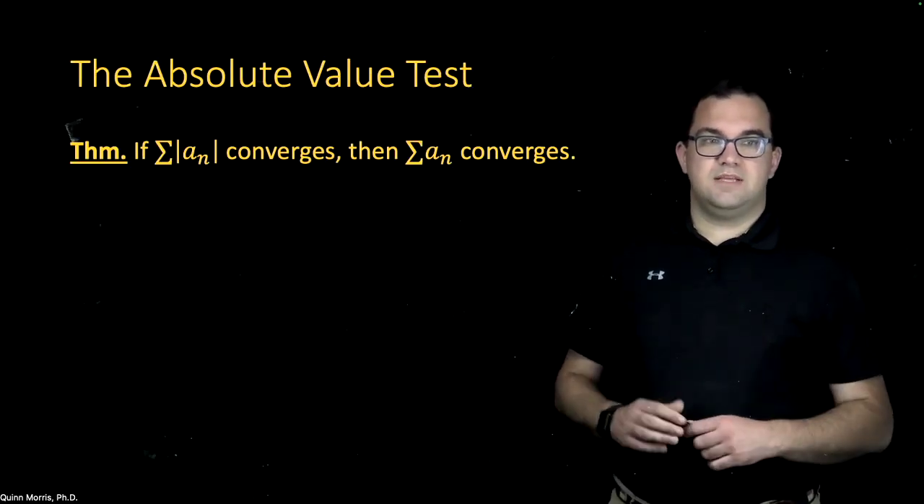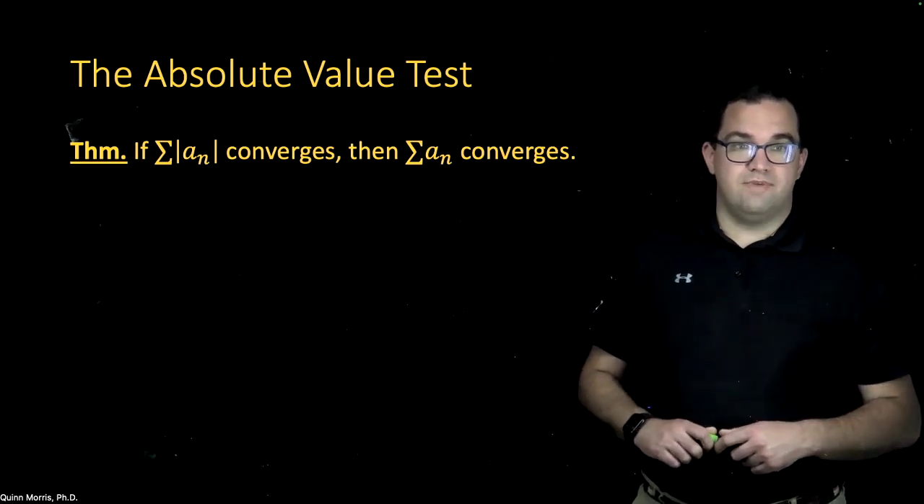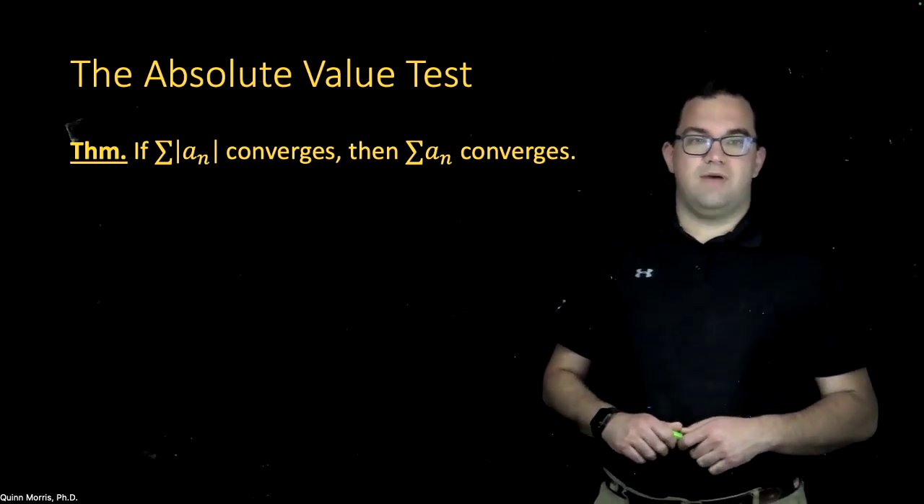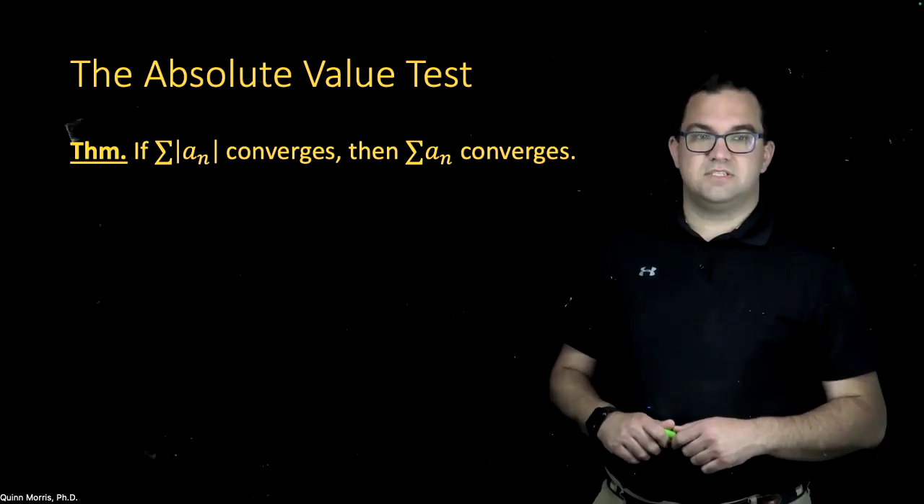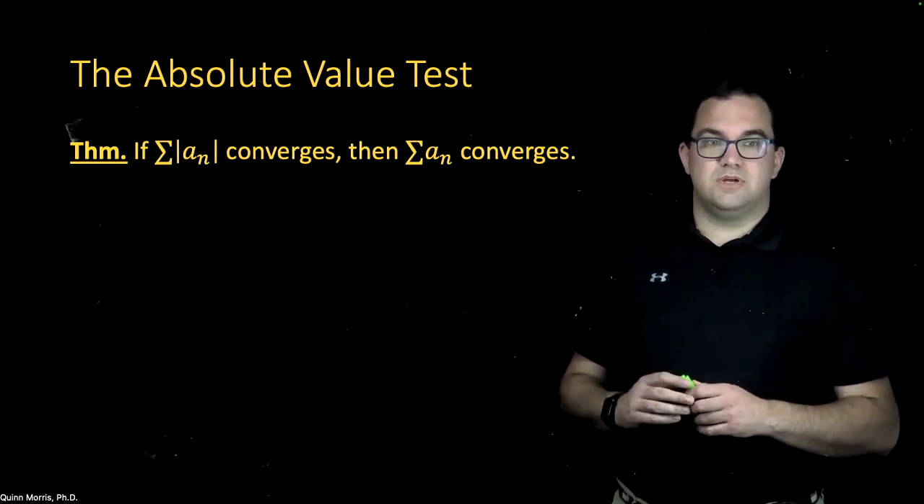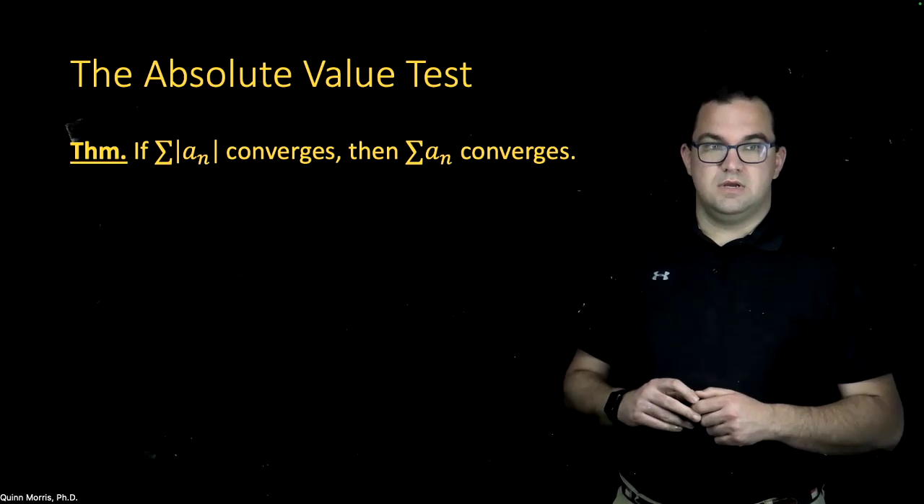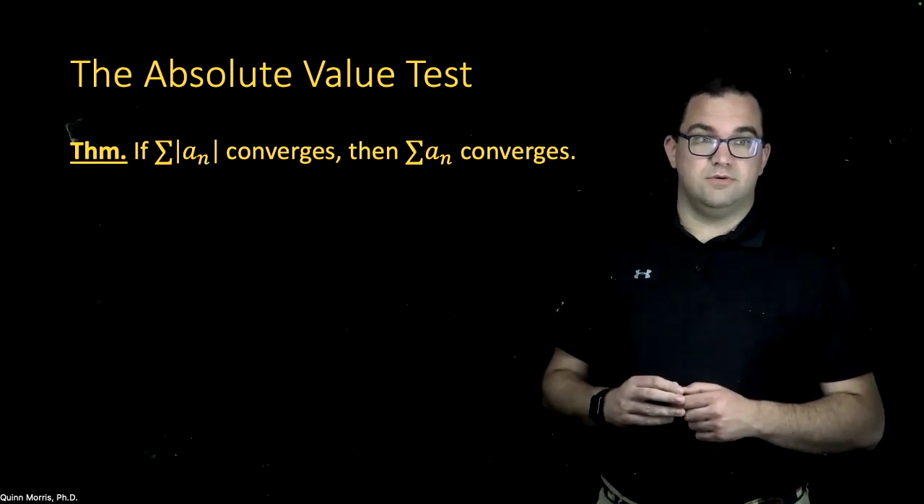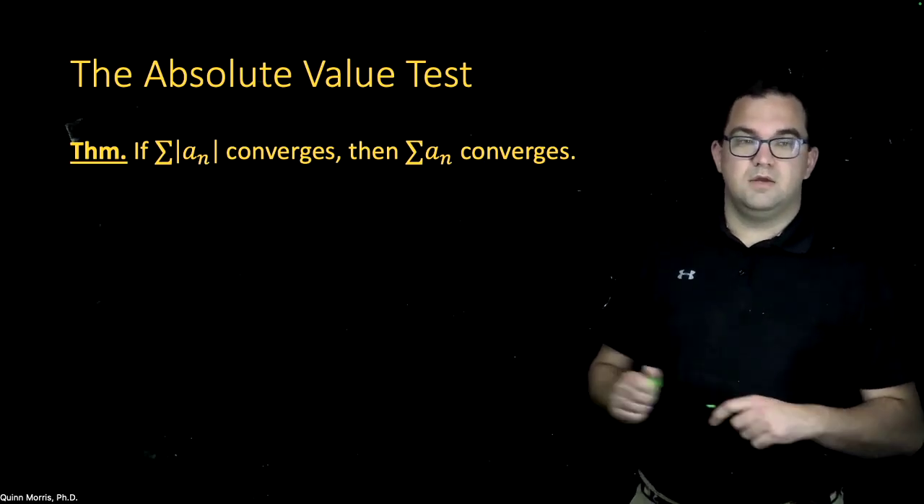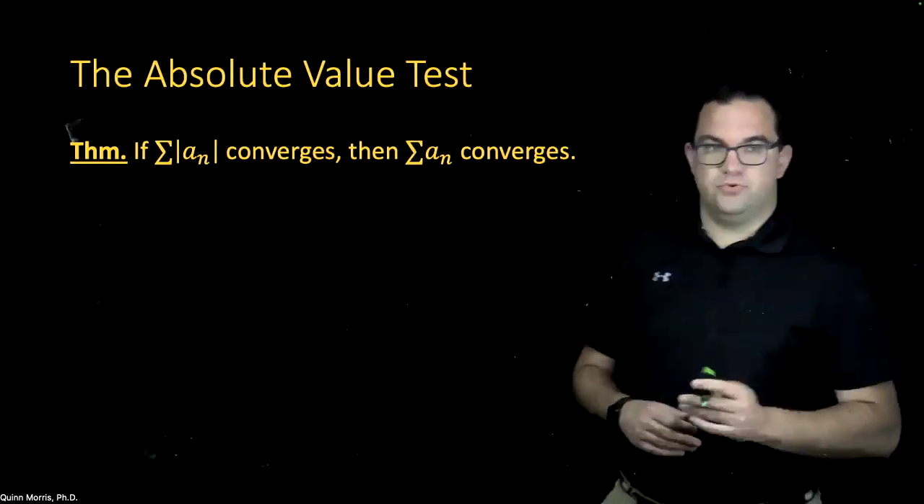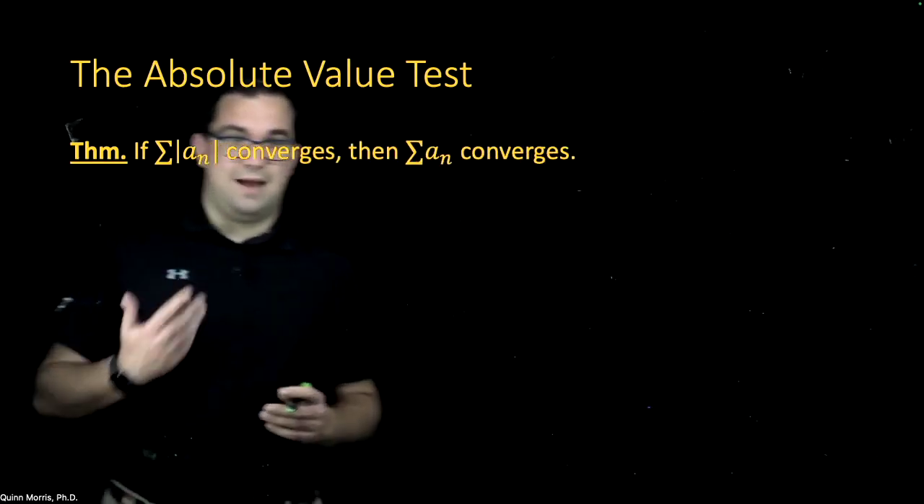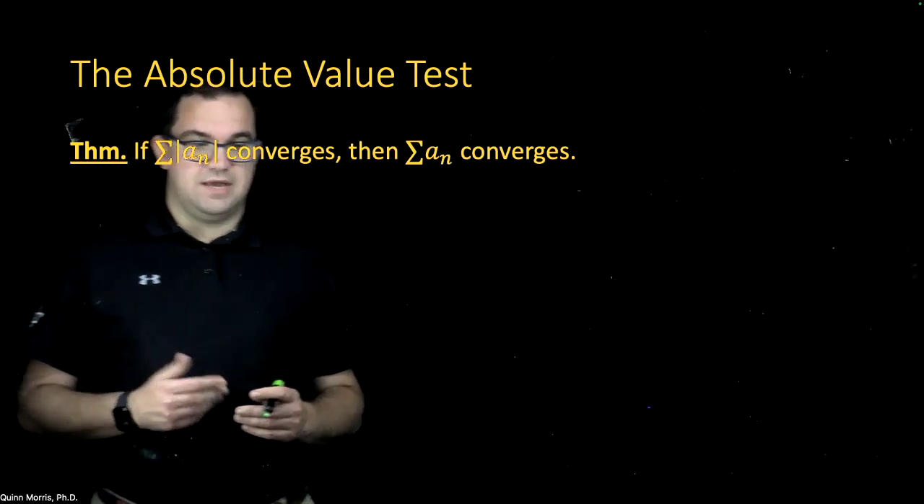So to begin with, let's first talk about something called the absolute value test. The absolute value test says that if the sum of the absolute values of the terms of a series converges, then the sum of the terms of those series also converges. To see why this is true, it's actually just an application of the comparison test.